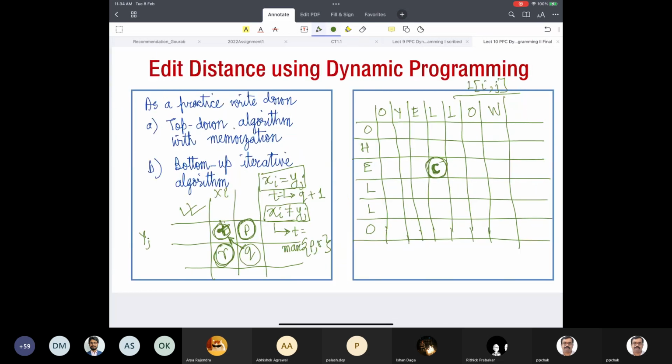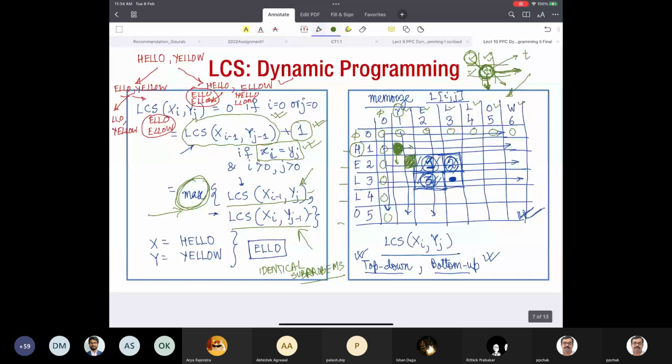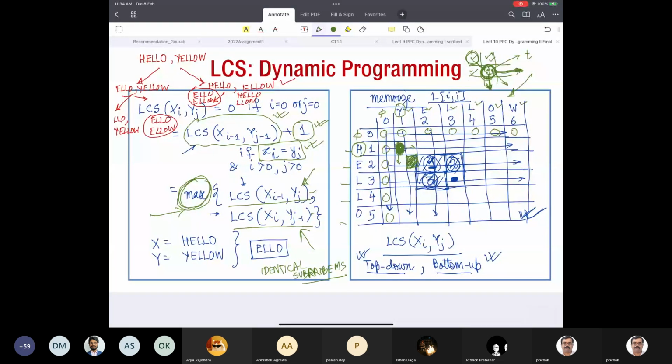And this formula is identical to this formula, whatever we have done here. If it matches, I add 1 from the diagonal element. If it does not match, I take the max of the two elements on the two sides, left side and bottom. Is it now clear? Yes, sir. Perfectly clear.